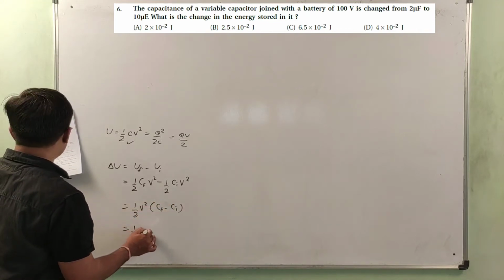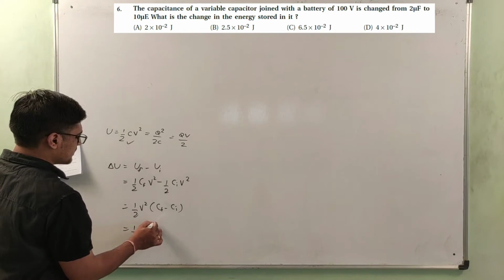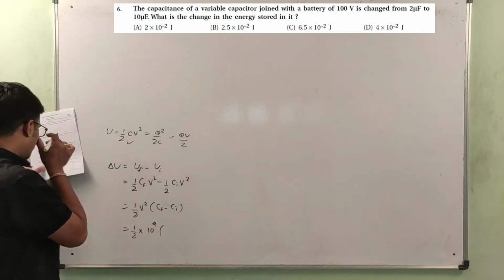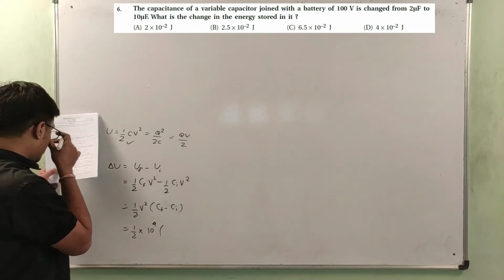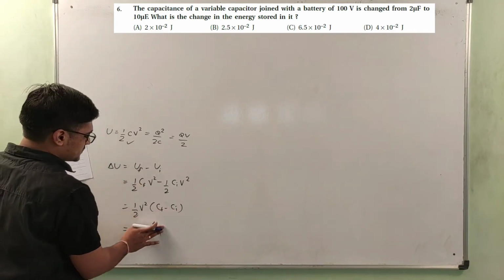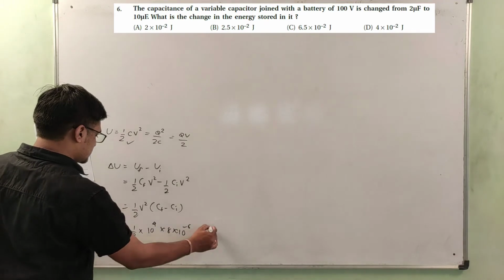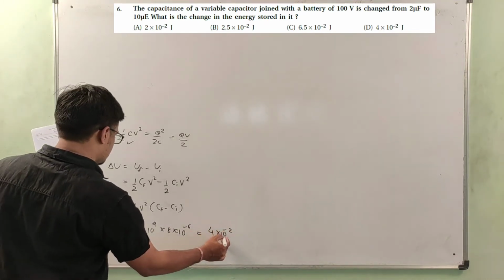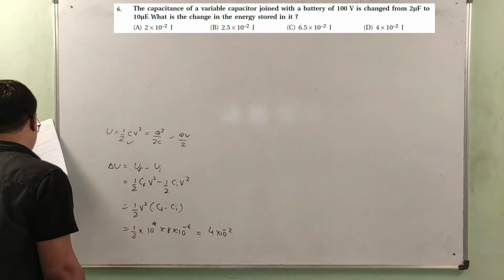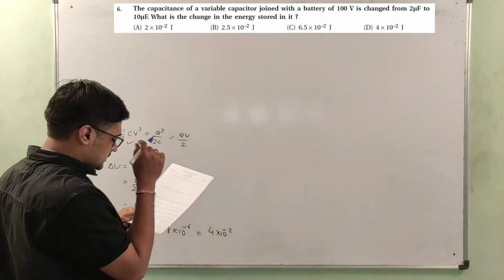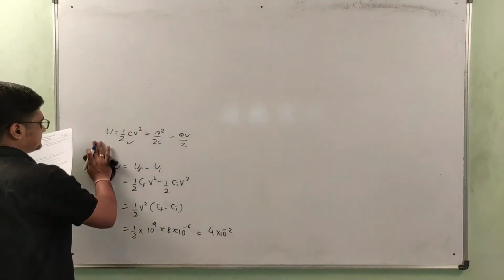Half V square, potential difference is 100, so 10 power 2 square, 10 power 4. Final capacitance is 10 microfarad. 10 microfarad minus 2 microfarad means 8 microfarad. So this is equal to 4 into 10 power minus 2. So 4 into 10 power minus 2 joule is the answer. So D is our answer.